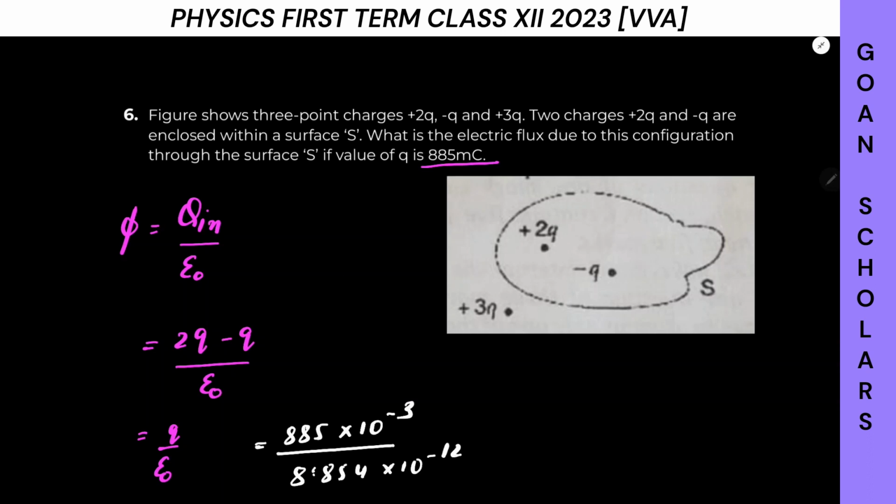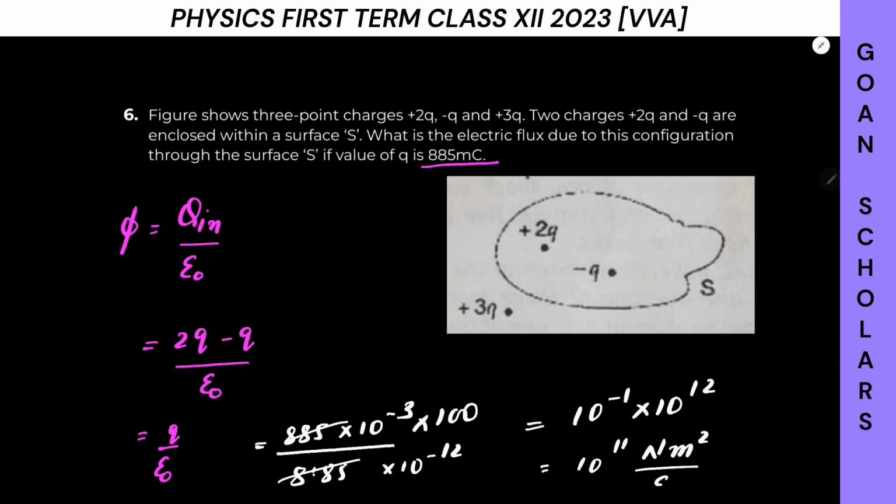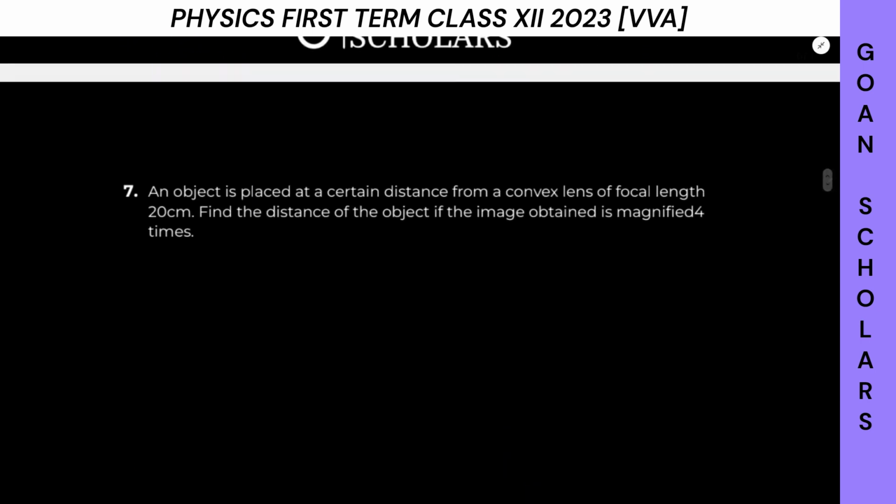Okay. Since they have taken 885, let's ignore this 4. So when you remove this, you will get into 100. Let's cancel this with this. So you are left with 10 to the power minus 1 whole into 10 to the power plus 12. So this will be 10 to the power 11. And what's the unit of flux? Flux phi is E into area, so which is Newton meter square per coulomb. That's our unit for flux phi. This was question number 6. Let's move to the 7th one.